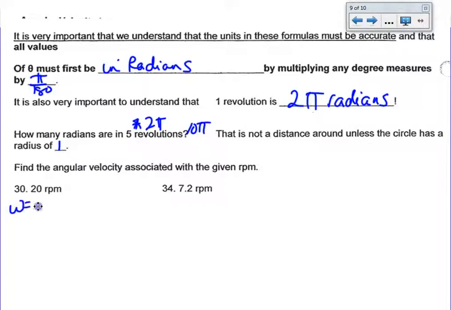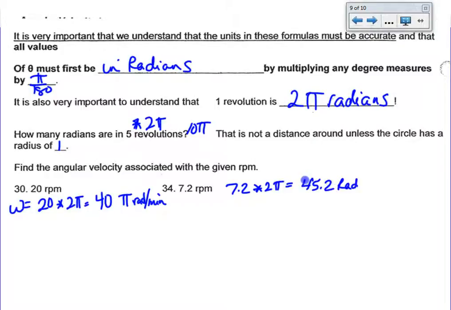Omega is your rotations per minute times the 2 pi radians. So it looks like our angular velocity is 40 pi, and then we should abbreviate with radians per minute for the label. So 7.2 rotations per minute times 2 pi radians gives us, I'm going to do a decimal on this one, 45.2 radians per minute.